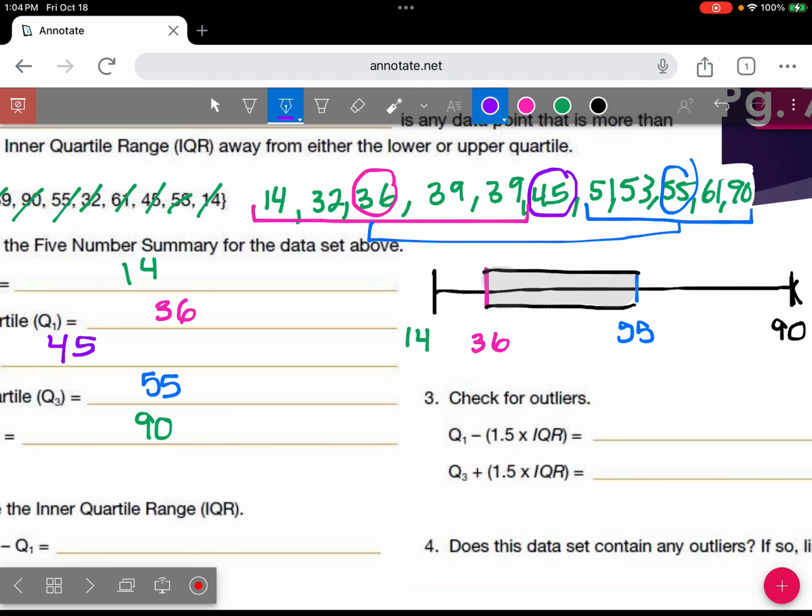And then our last piece is to put our median in here. Ooh, I love that squeak. That was fun. And it's 45.